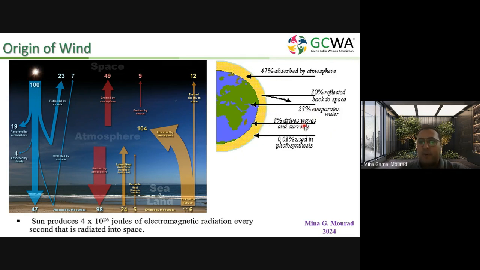Just 1 or 2% of it drives waves and currents and winds and so on. So the main source of wind generation on the Earth is the sun.